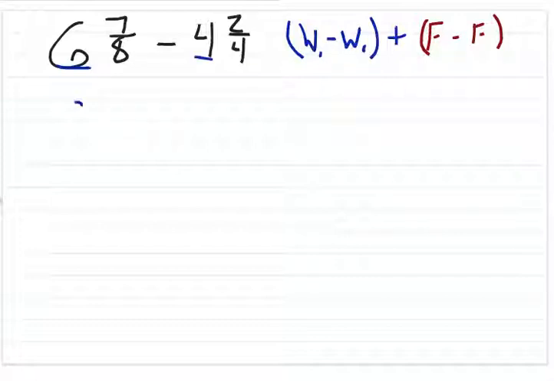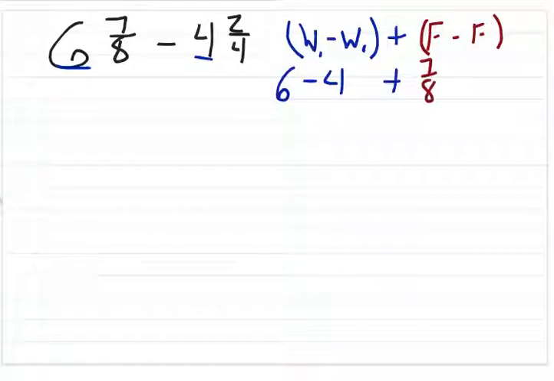So 6 minus 4 plus 7/8 minus 2/4. The reason that we are adding these here, when we say we're adding the whole number and the fraction, is that what we have here is a whole and a fraction. We still need to subtract the whole number from the whole number, but we're going to have a whole number difference and a fraction difference that we need to combine together to make my mixed number difference.